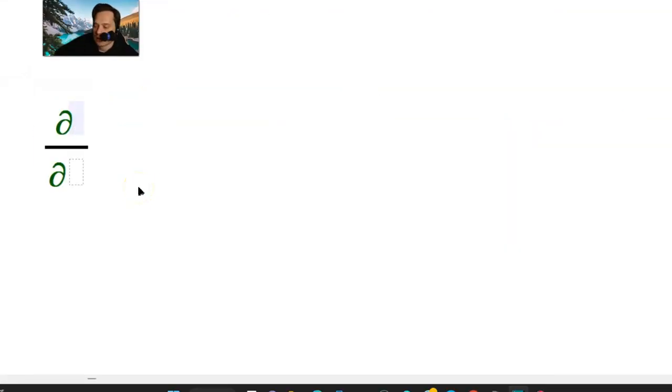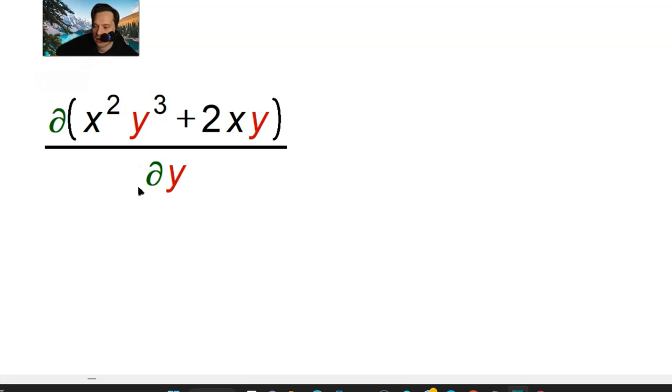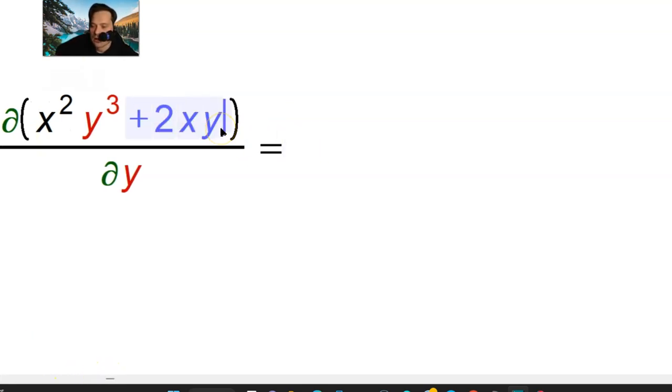This is another example here, so I'm going to do the partial, say, of x squared y plus 2xy with respect to y. So what's important is that there's a y here, and there's a y here. Let's make that y cubed, though, so it's more interesting. So we will be differentiating the red parts and then copying the x squared and the 2x out. Let's go through that process a little bit here. This here is a single term, 2xy, and then x squared y cubed is a second term. There are two terms in our expression.